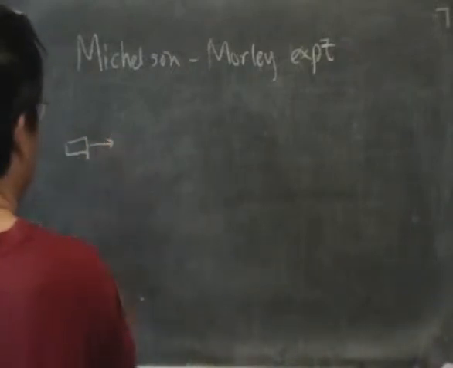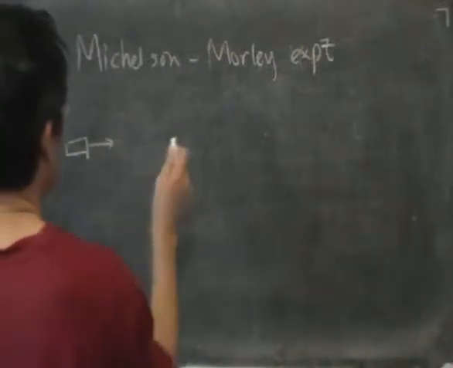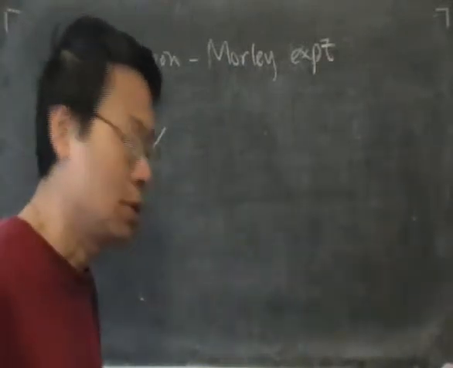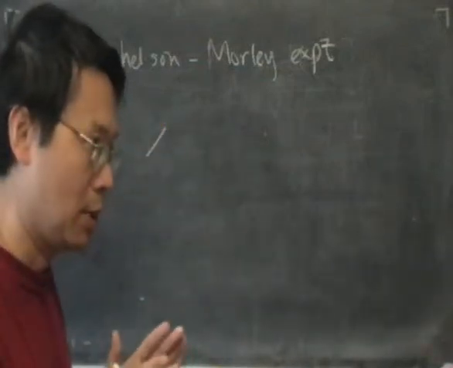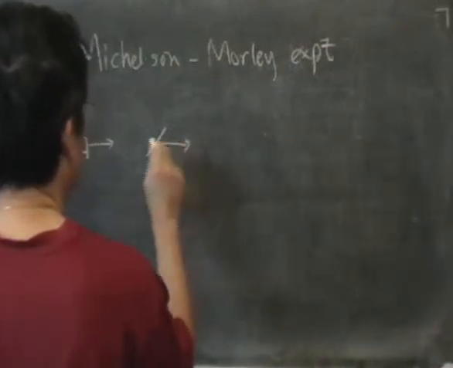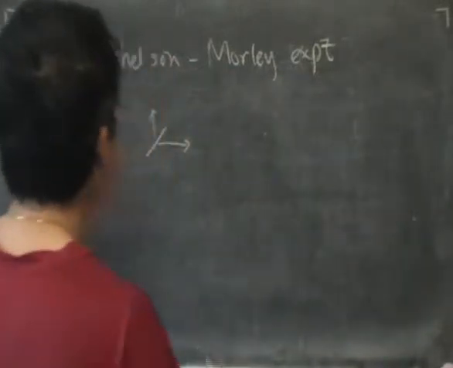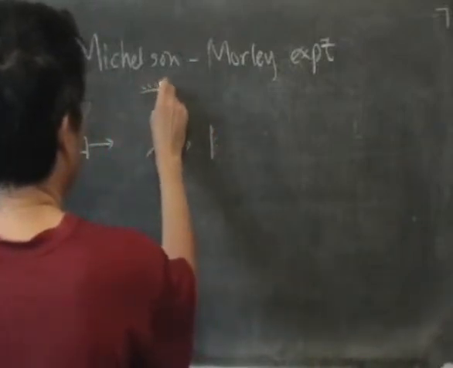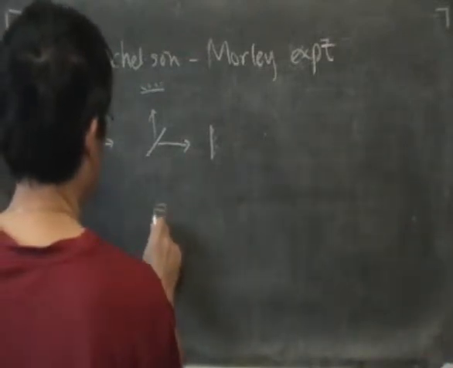So there is a light. There wasn't a laser then. So there's a beam of light, and there is what is called a partially silvered mirror or a beam splitter that can split, allow some light to go through and reflect some light. So we call that a beam splitter, and there is a mirror there and a mirror there, right? And there is a telescope here to observe the light.